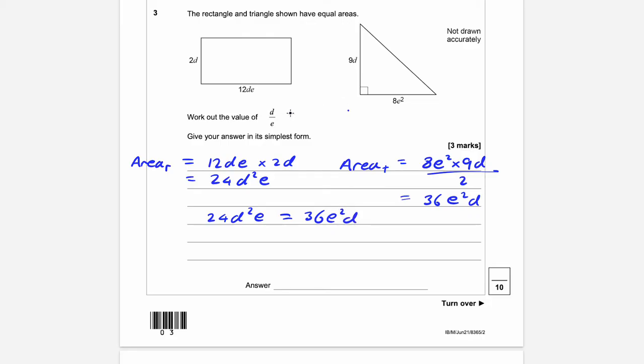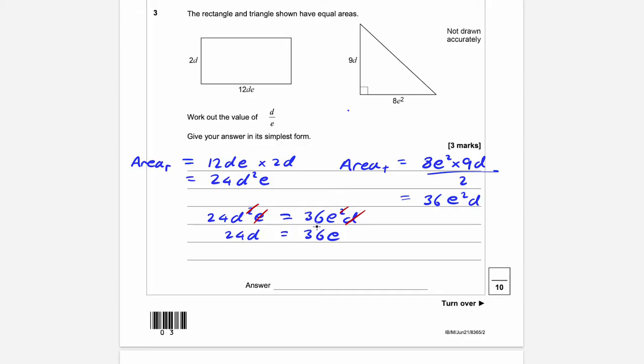Now, he wants D over E. So what I'm going to do, guys, is I'll divide both sides by E, which gets rid of this E and gets rid of this 2, if you like. And I'll divide both sides by D, which gets rid of this 2 and this D. So now we have, I'll just write this line, 24D equals 36E.